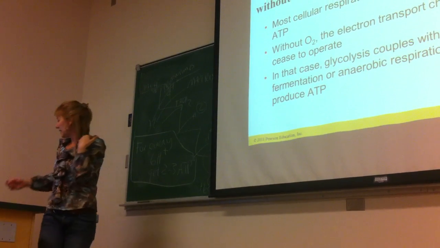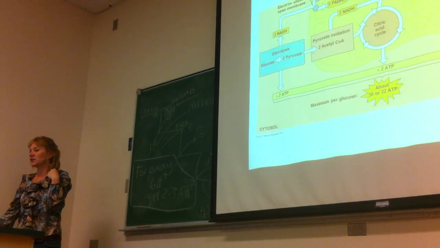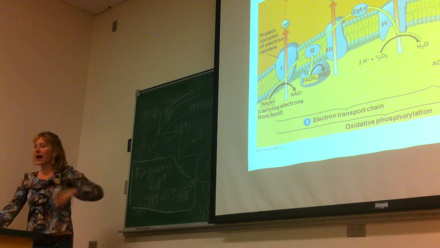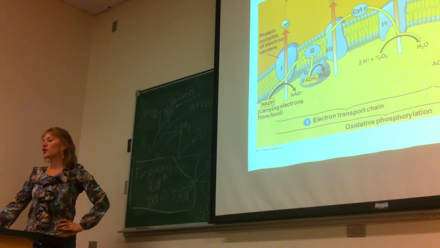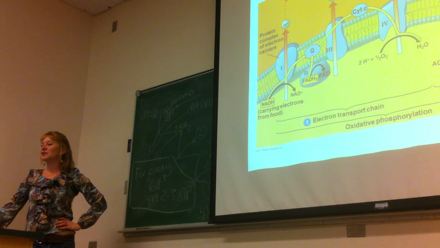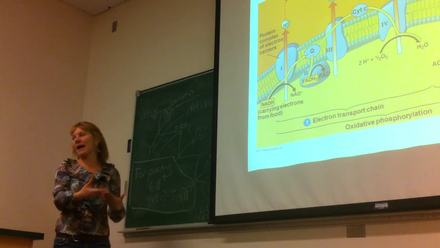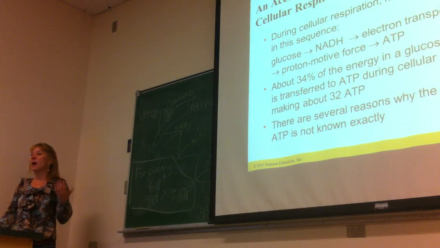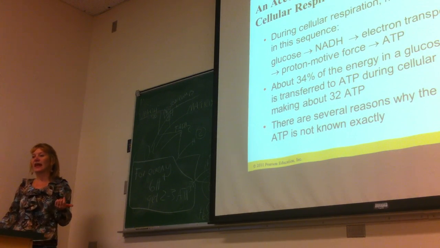So as I mentioned, if you do not have oxygen at the last step of the electron transport chain, this system is going to get bogged down because you're not passing on your electrons. You're filling up your proteins with electrons and they cannot pass them on.